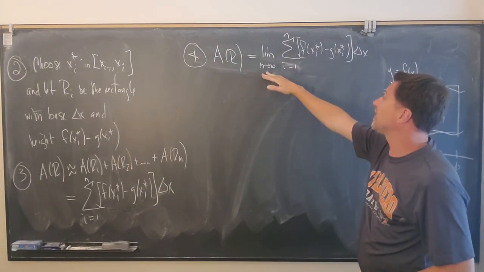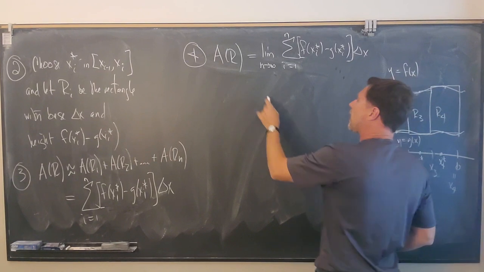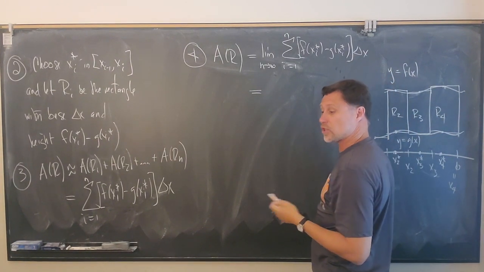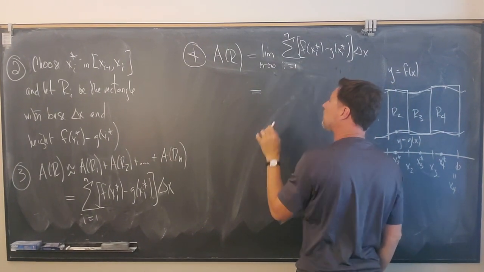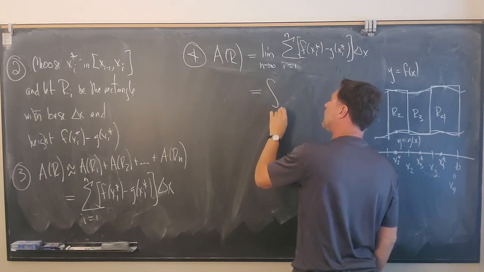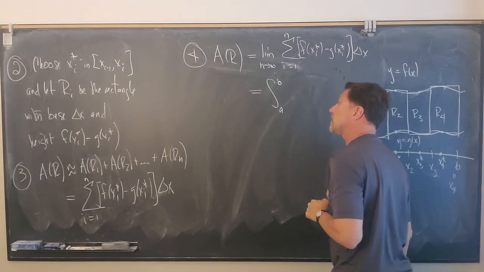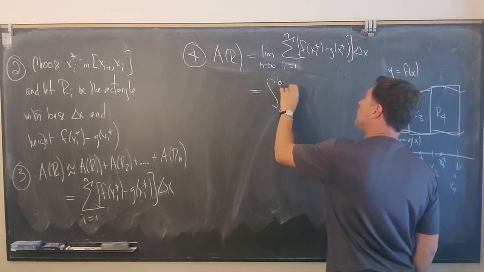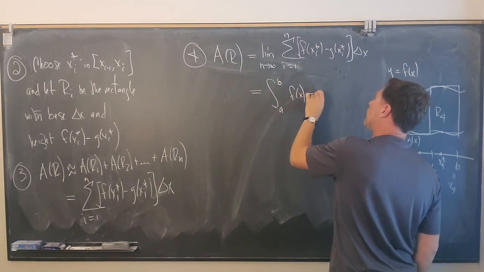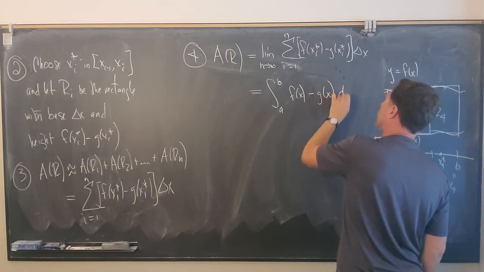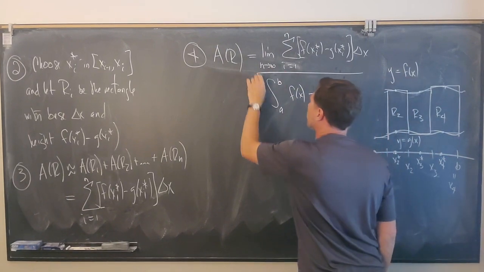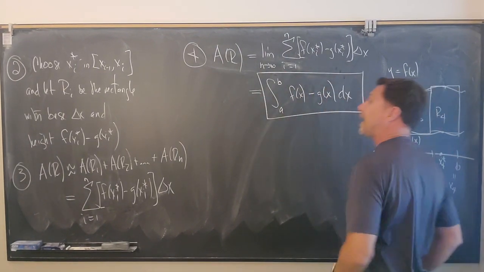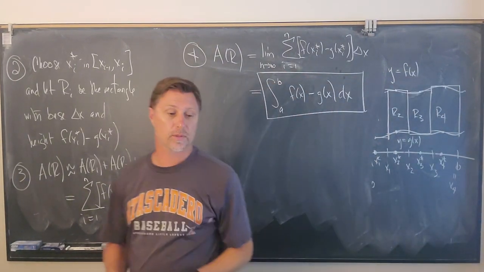So the area is the limit of this Riemann sum, and what we know is if we have continuous functions, then the limit of this Riemann sum can be computed as a definite integral. So it's equal to the integral from a to b of f of x minus g of x dx. So there is the formula for the area between the two curves.